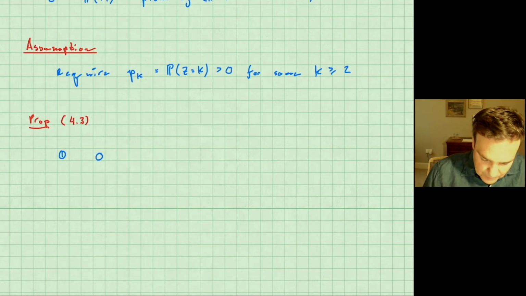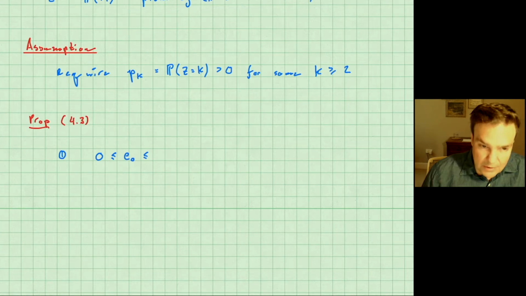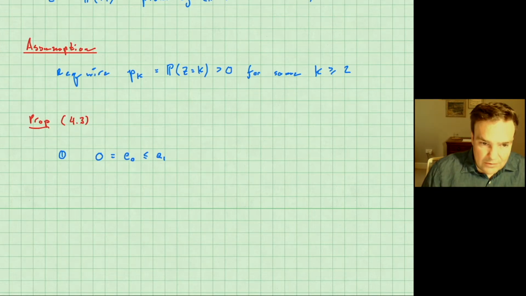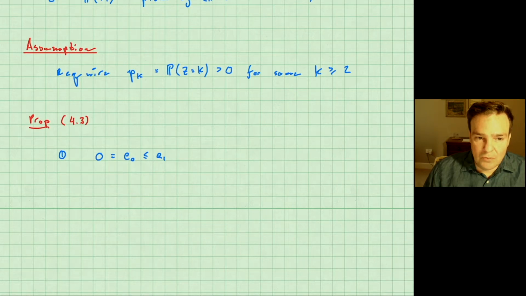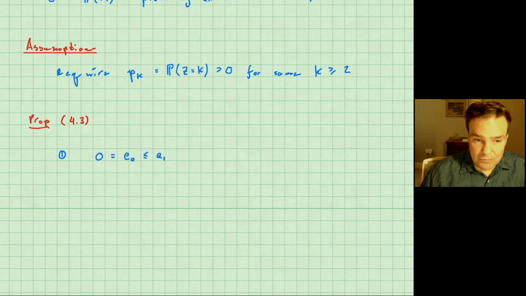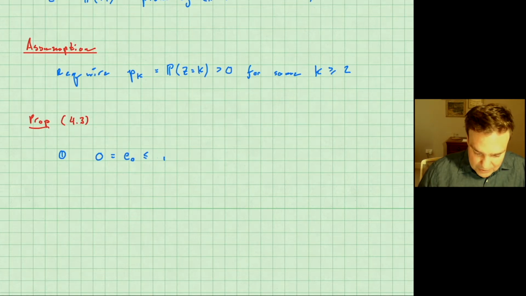So in other words, 0 is less than or equal to the probability of extinction at time 0, which is less than or equal to the probability of extinction at time 1. Let me start this over. 0 is the probability of having extinction at time 0, right? Because at time 0, we have a population of 1, so that's not possible. But going forward, the probability of extinction at time 1 is bigger than the probability of extinction at time 0. That sort of seems reasonable.